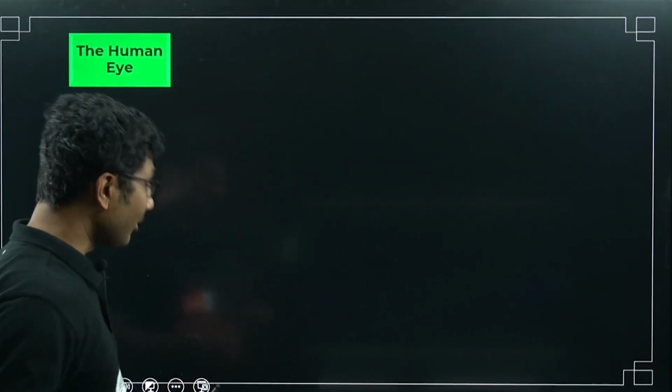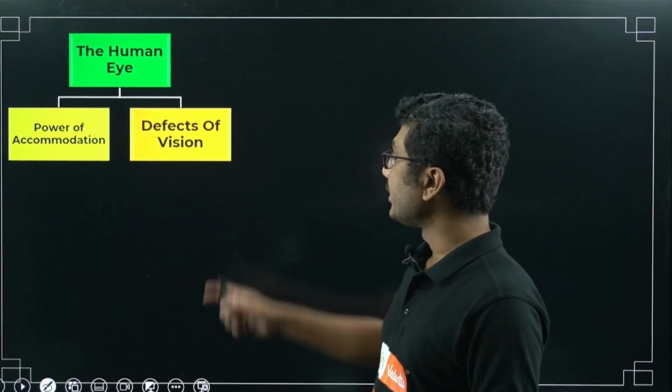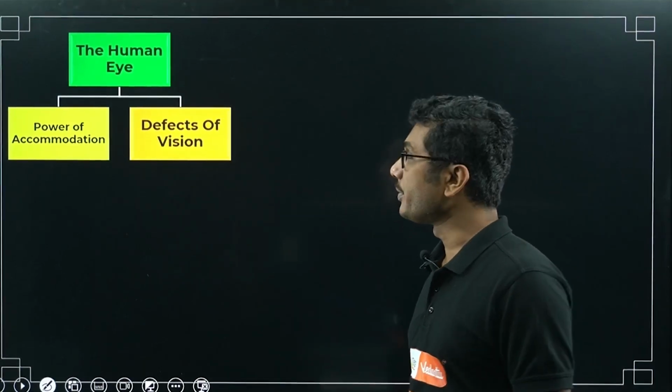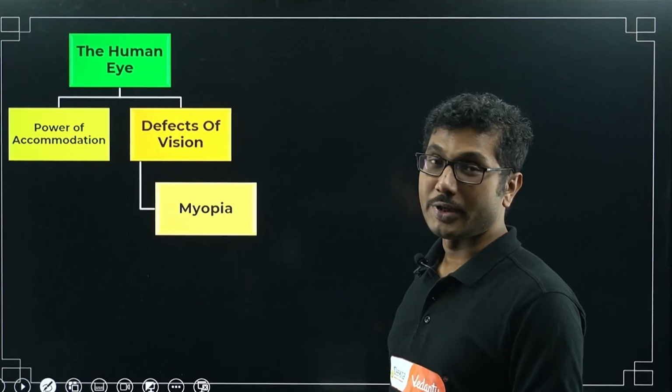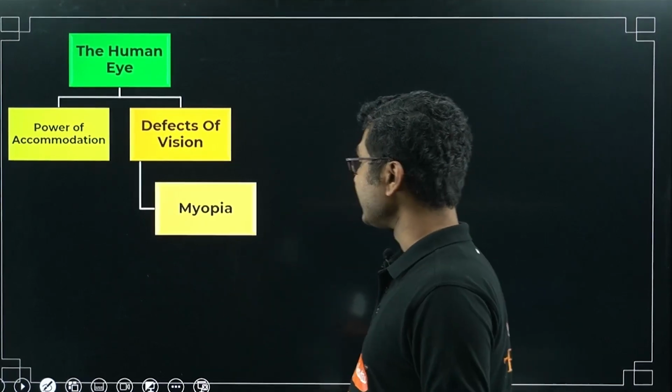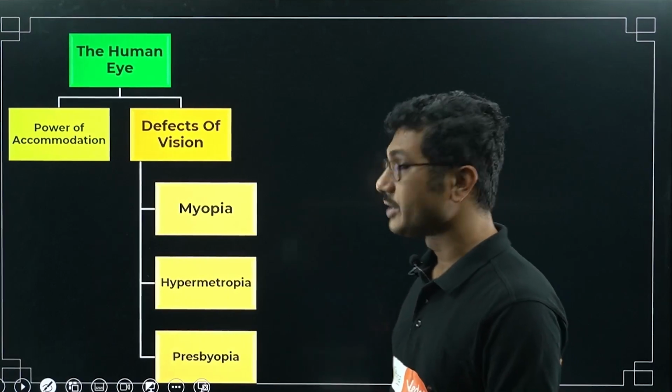Okay, so first of all, as I said, the chapter revision. First the human eye, power of accommodation, then we have defects of vision. How many defects of vision there are? There are 3 different types of defects of vision: myopia or nearsightedness, hypermetropia or farsightedness, and then we have presbyopia, that occurs due to age.